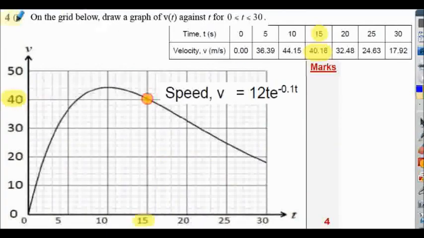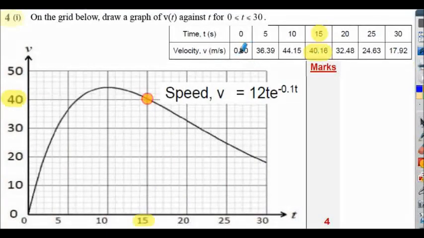Here's question 4, part 1. Further values calculated in a table at the top of the slide and the graph sketched as shown.